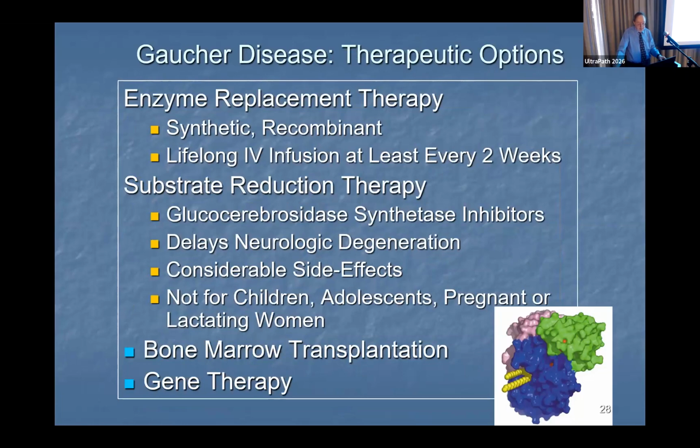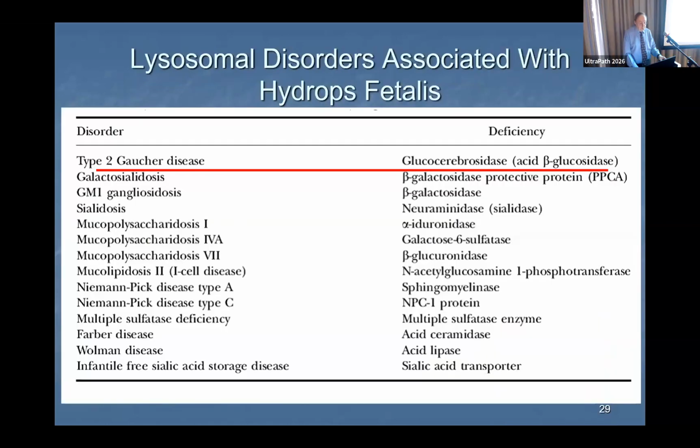There are synthetic recombinant types of enzyme replacement, but one of the problems with this is you have to deliver the enzyme replacement every 2 weeks, and it's a lifelong IV infusion in order to treat this. There are also agents that can cause a substrate reduction type of therapy, delaying neurologic degeneration. Unfortunately, it's not for children or adolescents, which means it's going to go into the adult form, and cannot be used with pregnant or lactating women. Bone marrow transplantation is an option, as well as gene therapy.